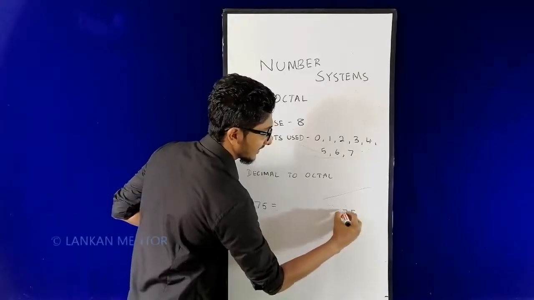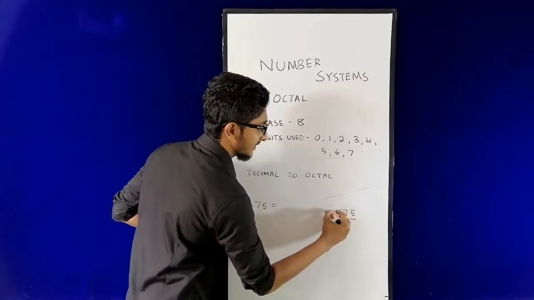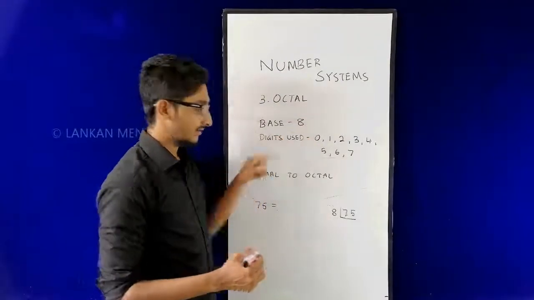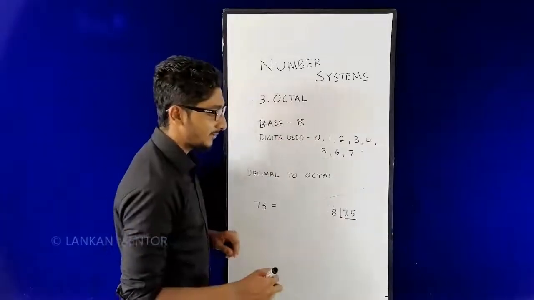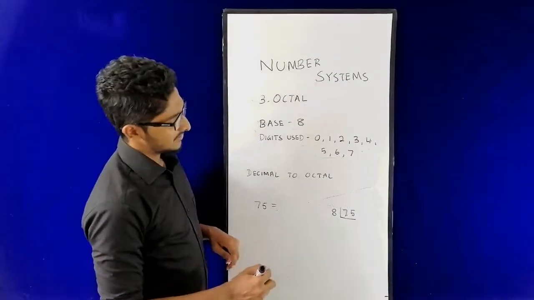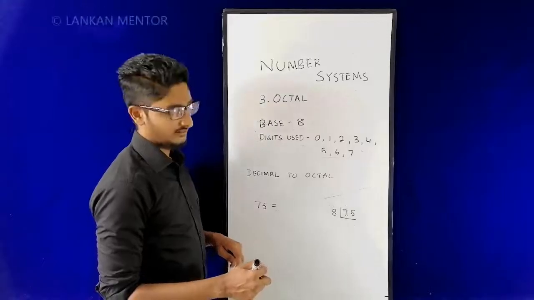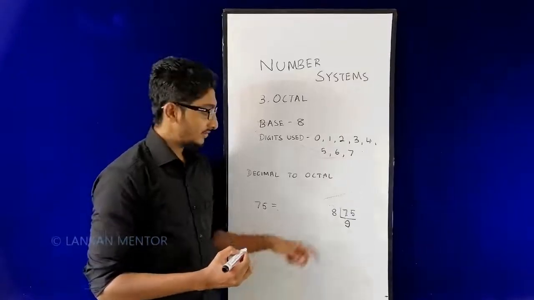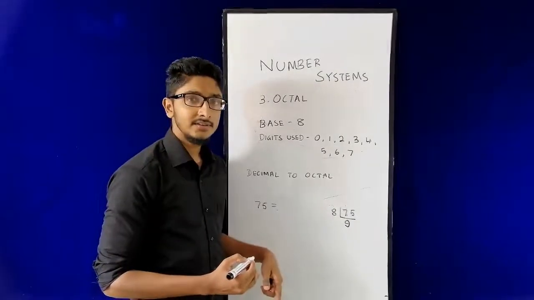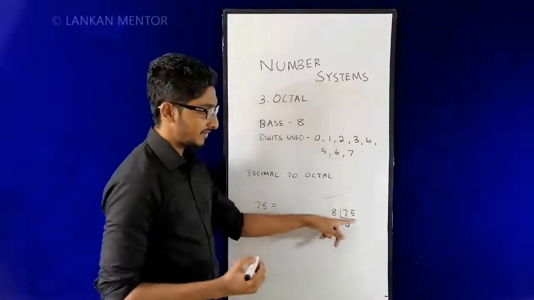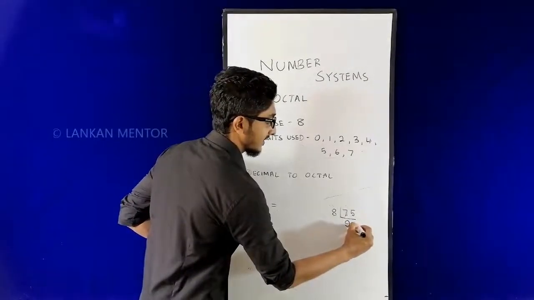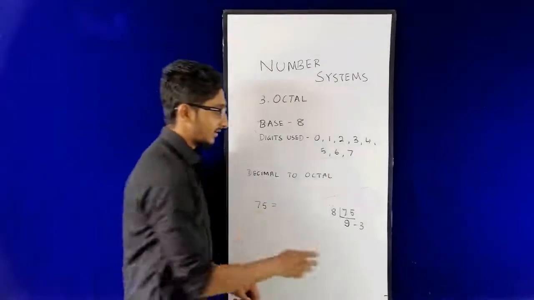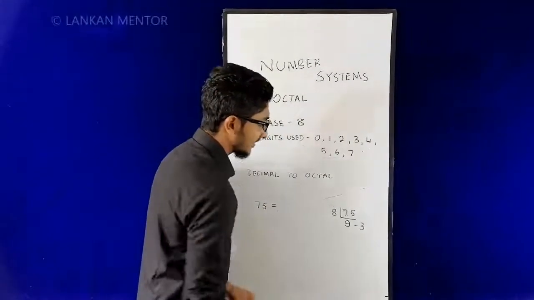Okay. Right, now we have 75 divided by 8. Right, what is this 8? The base. Okay. So in 75, how many 8s do we have? I think 9. Yeah. So we have 9. So 9 8s are 72. So then you have how much? 3 remainder. So then you get 3. The remainder. That's all.